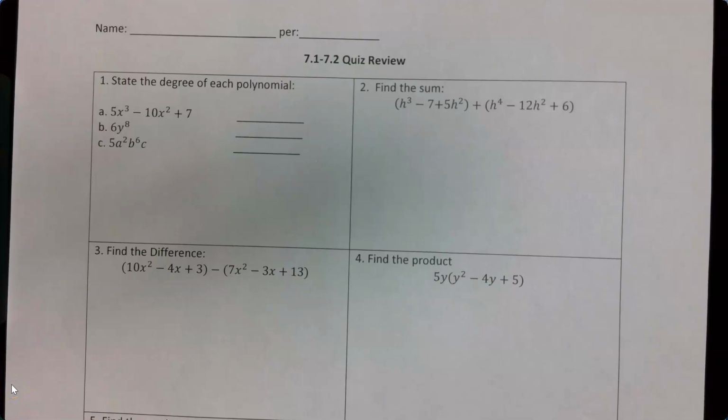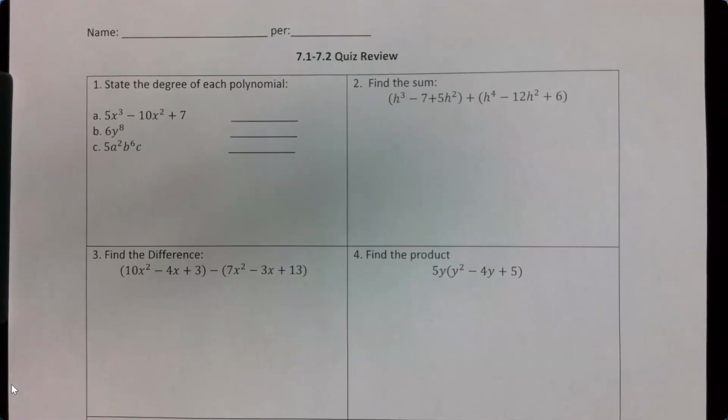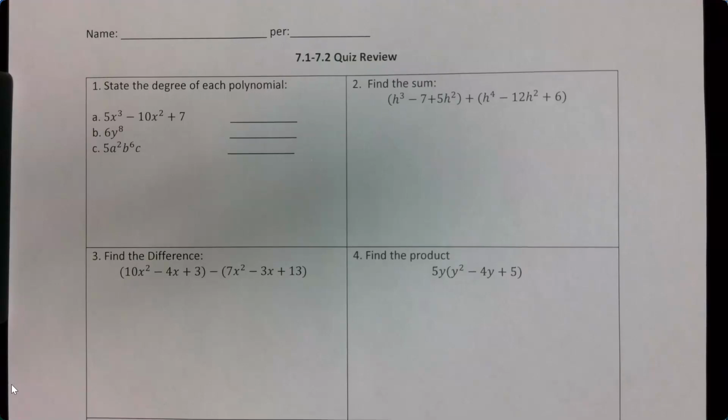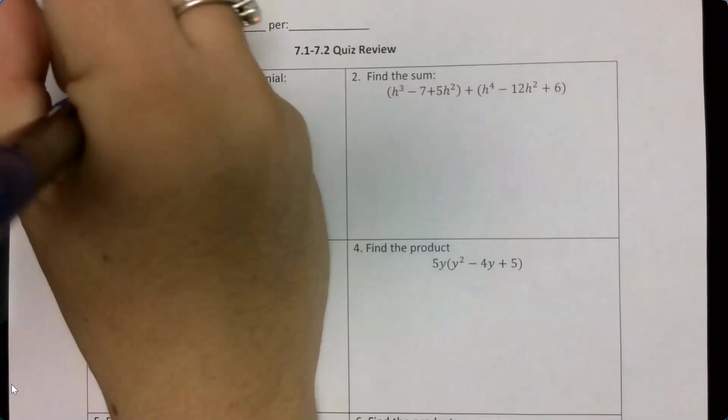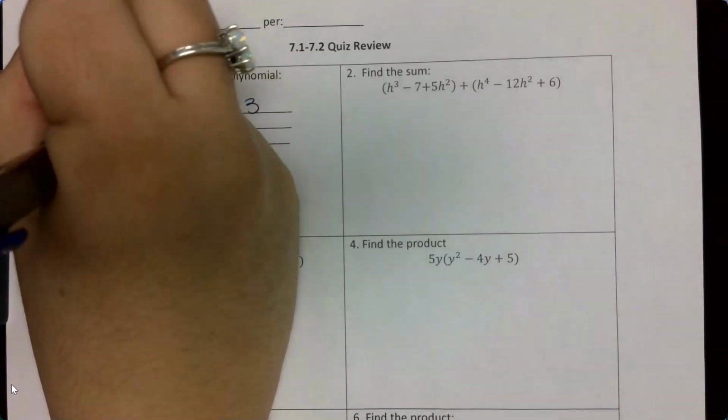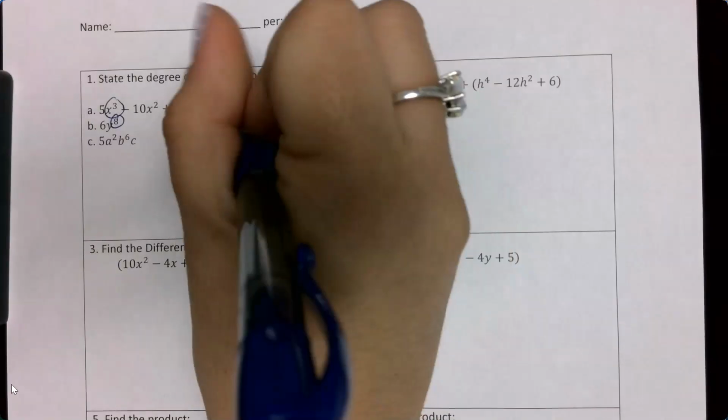Alright, so in this review video, I'm going to be going over the 7.1 to 7.2 quiz review. The first question wants me to state the degree of each polynomial, so I want to look at my terms and determine the highest exponent. For this first one, that is 3. On B, my highest exponent, it's my only exponent, is 8.